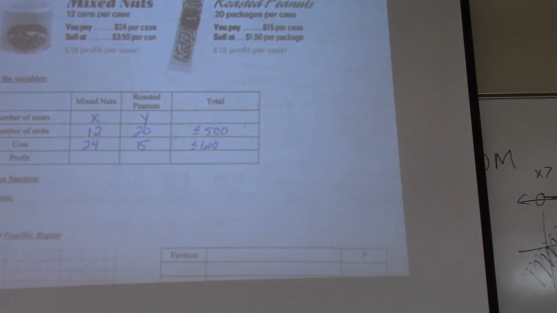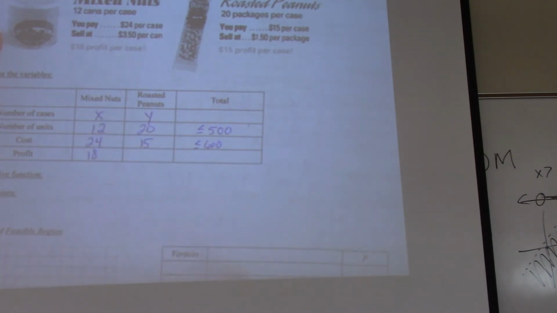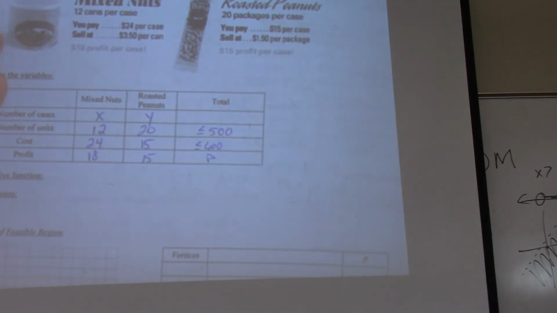How about profit? What's my profit for the mixed? 18 tells us right there. How about the profit for the roasted? 15 again. And then, what am I going to put here? Remember what we just did on the previous page? You put P, because it's the total profit, right? It's the total profit is my P, okay? So, now I think we're starting to get this. Can somebody tell me the objective function?